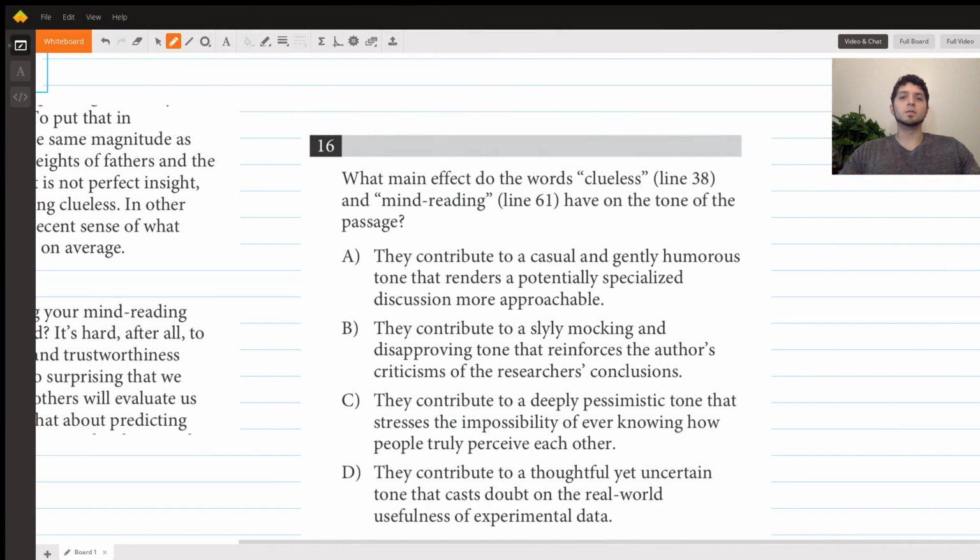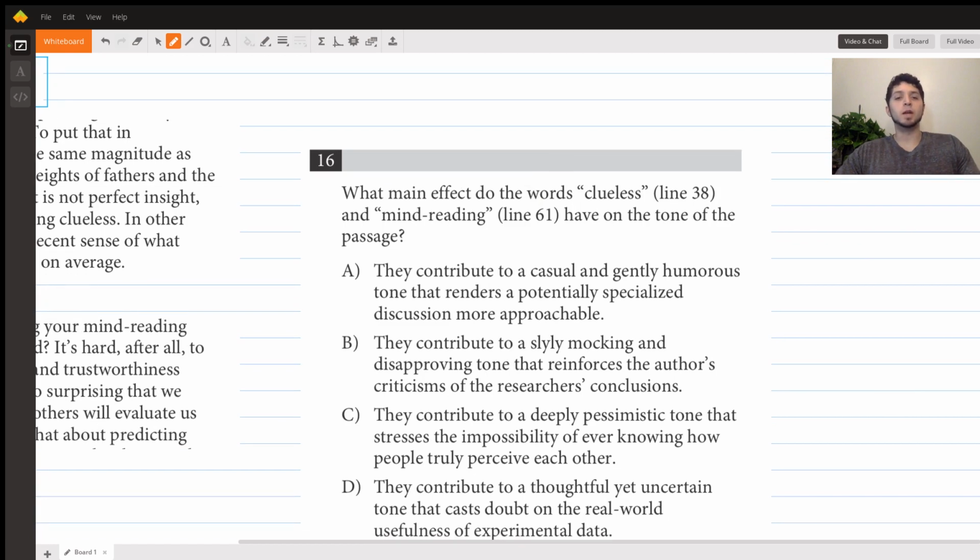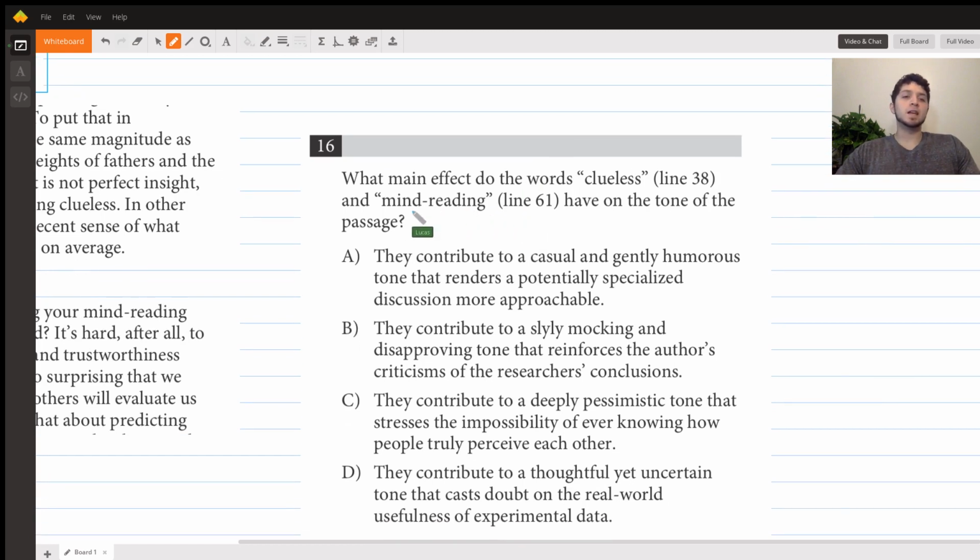What's going on, guys? So today we're going to be looking at question 16. And this is from the SAT number 9, April 2017 QAS test. And 16 says, what main effect do the words "clueless" and "mind reading," lines 38 and 61, have on the tone of the passage? So here we have a somewhat rare question where we're asking about tone.